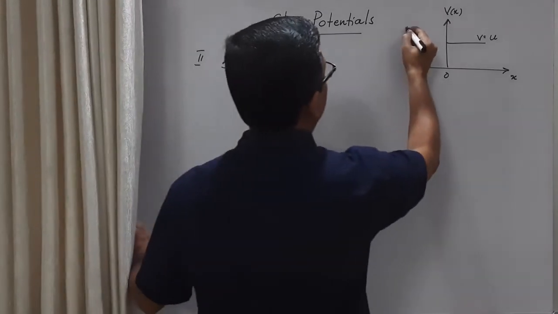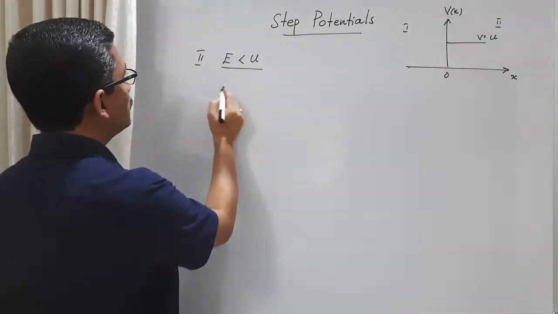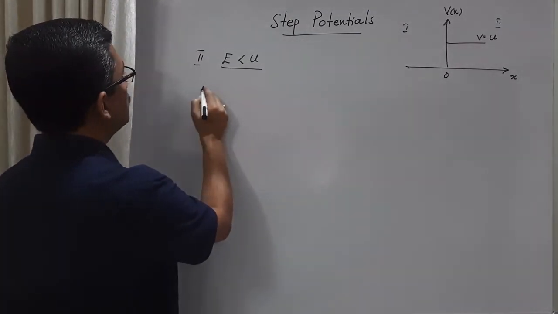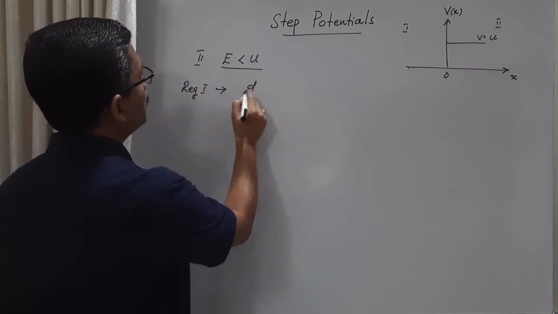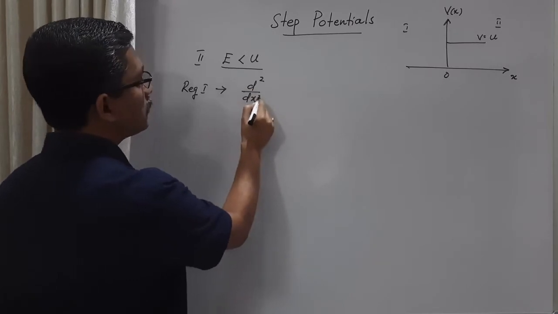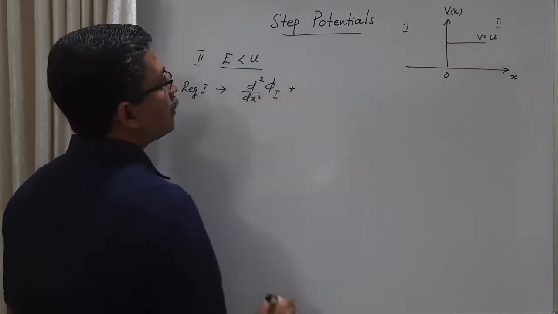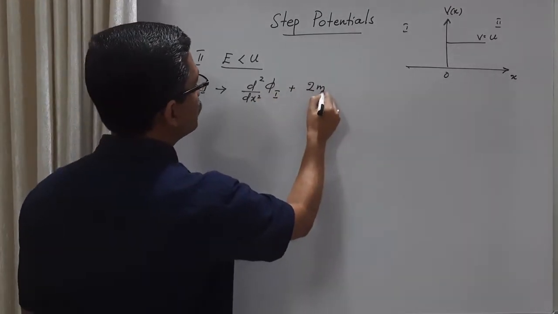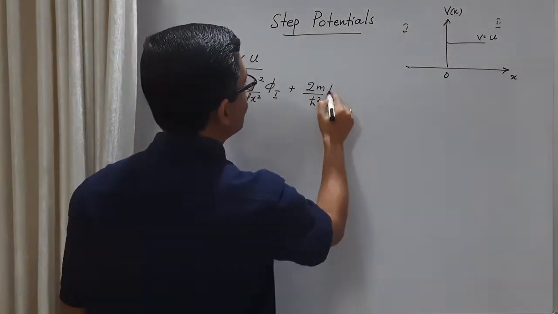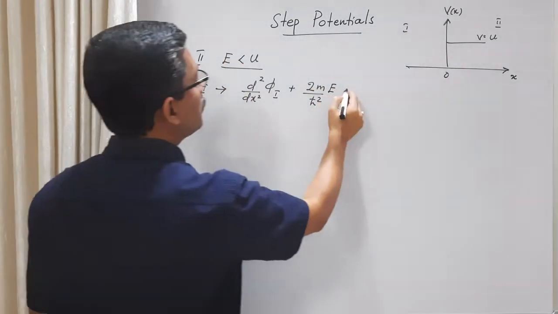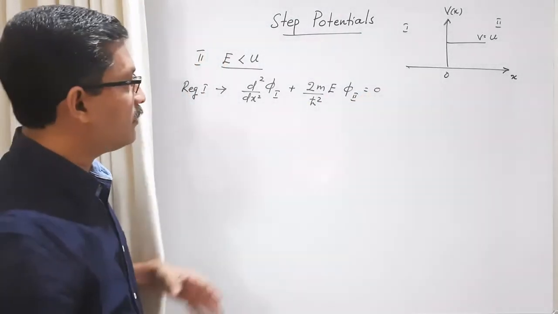So this is region 1 and this is region 2. In region 1, if we write the time independent Schrodinger equation, it is d square by dx square phi 1 plus 2m by h cross square into (E minus V), but V is 0 here, so 2m by h cross square E phi 1 equal to 0. This is the same as the previous case also.